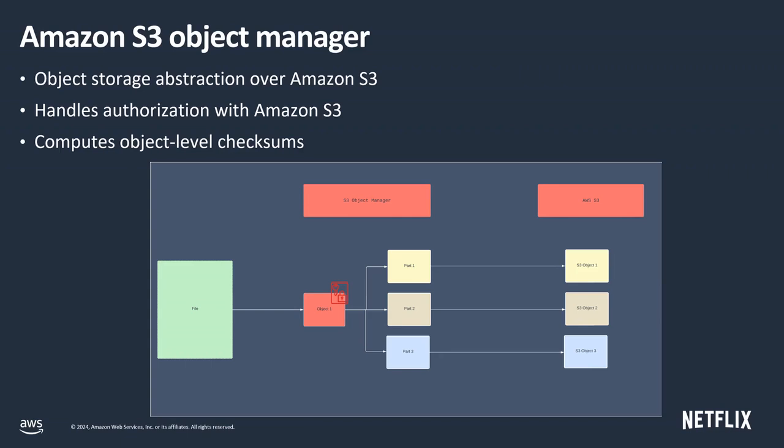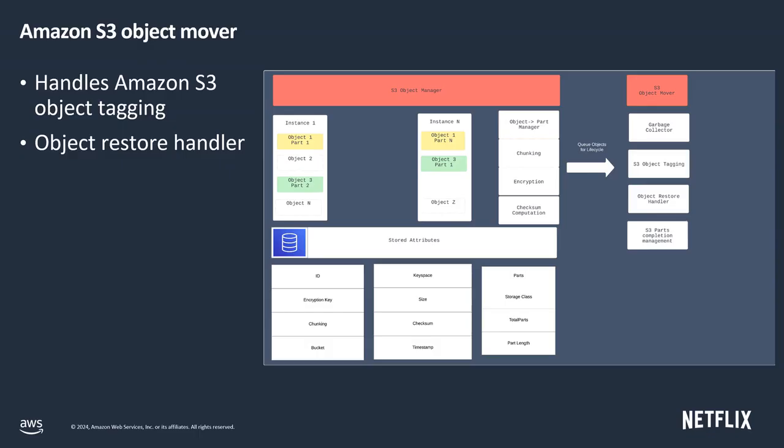Amazon S3 Object Manager is a storage abstraction on top of S3. It handles the authorization. It basically converts the internal credentials into Amazon IAM roles. It also computes file level checksums or object level checksums and provides some extra features on top of Amazon S3, for example, handling more concurrent requests and providing faster access to the metadata requests.